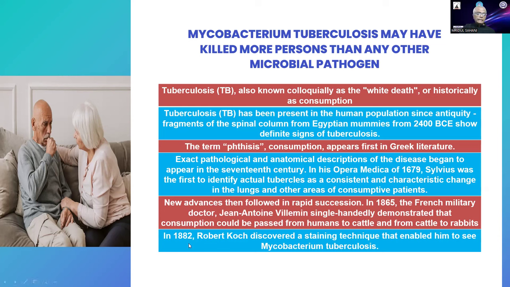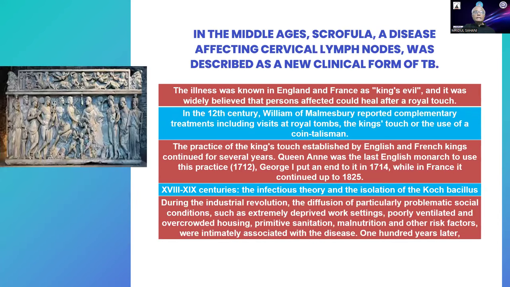In 1882, Robert Koch discovered a staining technique that enabled him to see Mycobacterium tuberculosis, which is still accepted today. In the Middle Ages, scrofula, a disease affecting the cervical lymph nodes, was described as a new clinical form of TB. In most of the children coming to our clinics, the mother will say there is a glandular growth in the neck. On clinical examination, you will find that it is tubercular glands.